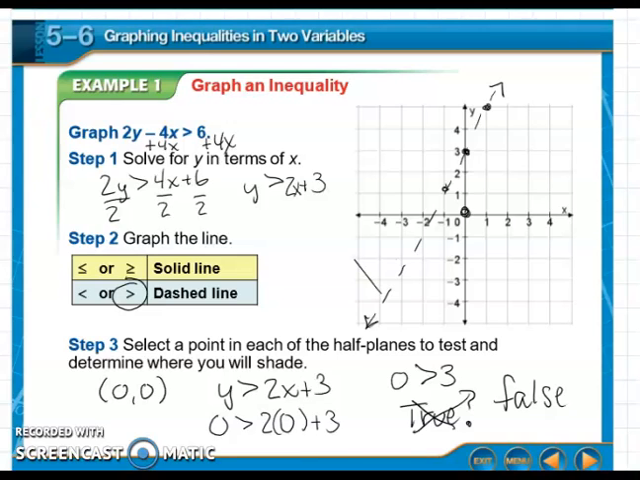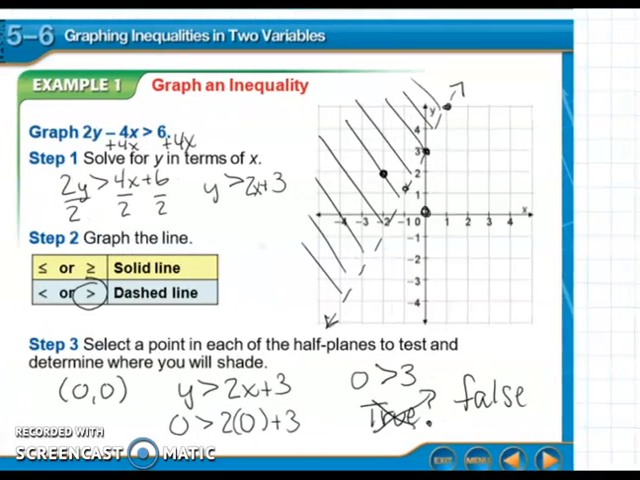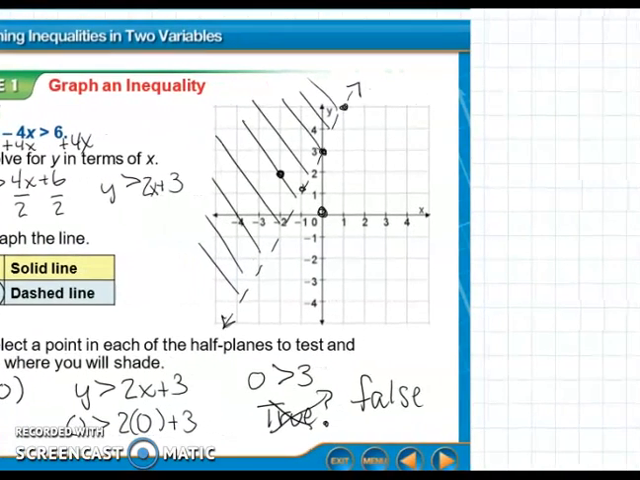So we're going to shade the other side. All the points that make the inequality true are all over on that side. And if you want to check one, you can go and check one real quick. Just take negative 2, 2, and we'll put it into the inequality.